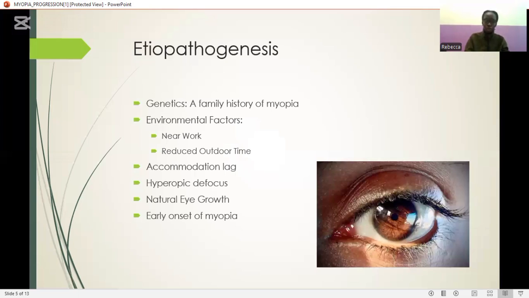And then we have natural eye growth, which we have mentioned severally before. That's for the axial length to continue increasing, we would have natural eye growth. Then we have early onset of myopia. When there is early onset of myopia and the eye is still growing, there is a higher chance for myopia progression to happen.